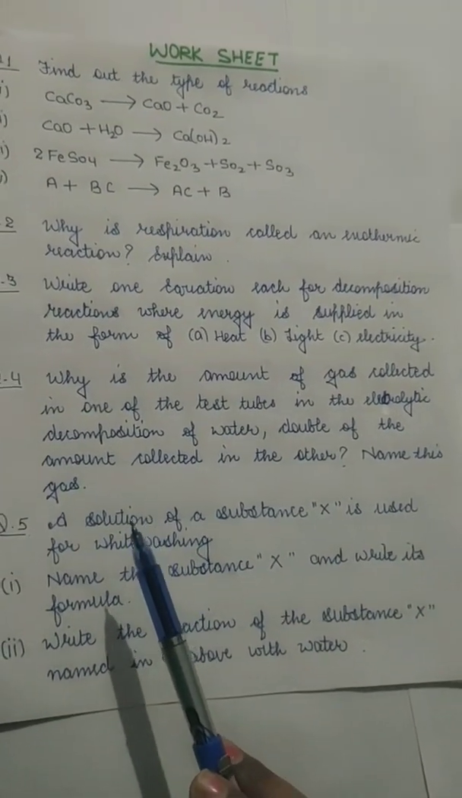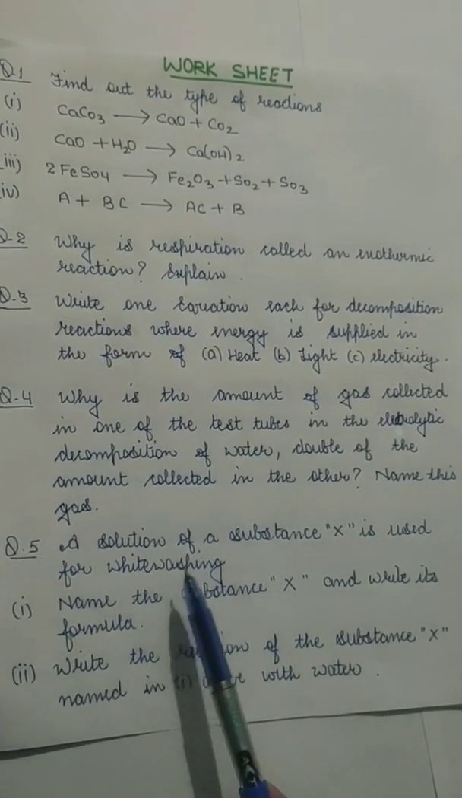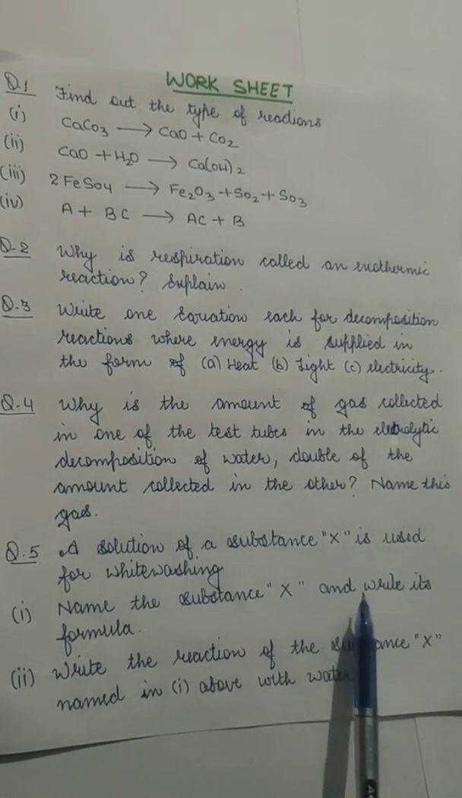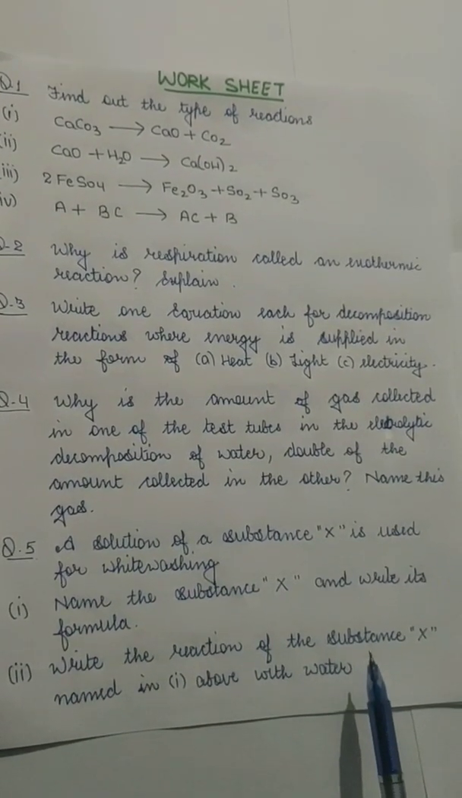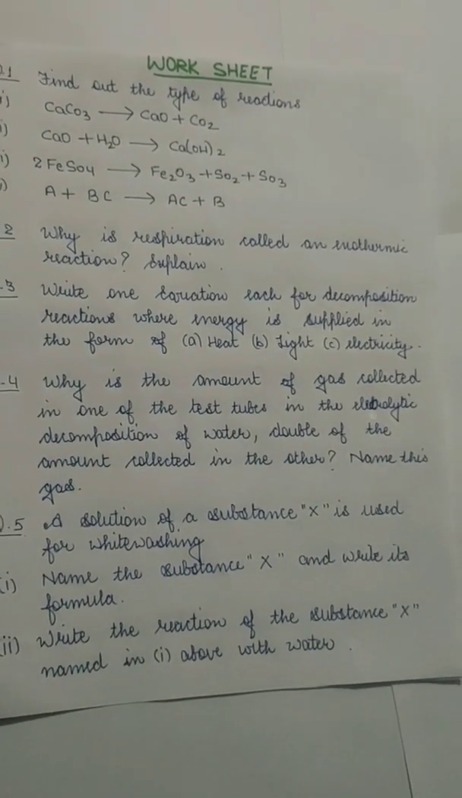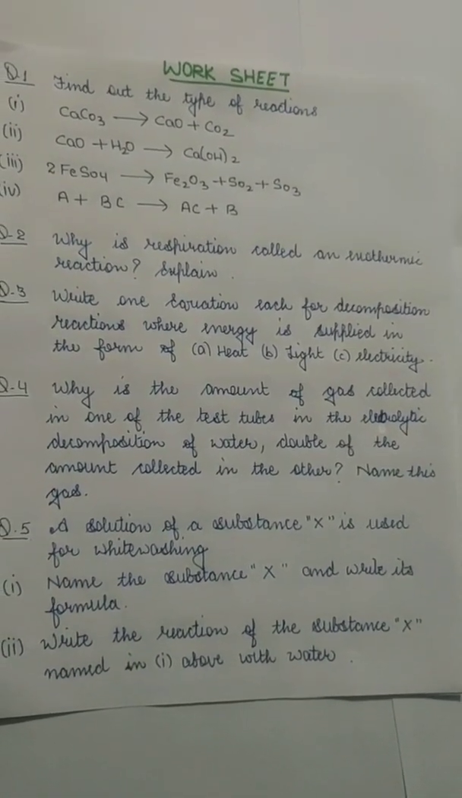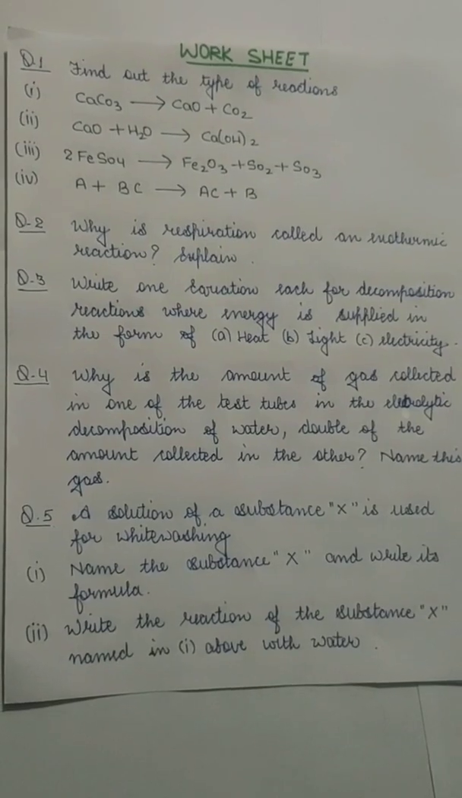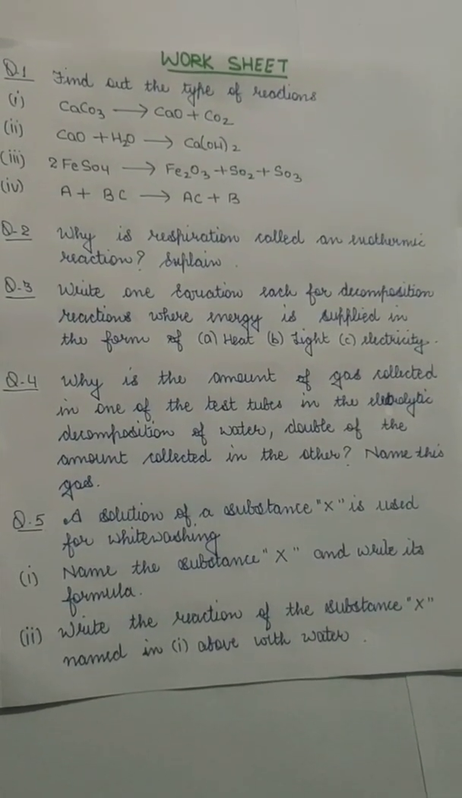The last one is, a solution of a substance X is used for whitewashing. Name the substance X and write its formula. Write the reaction of substance X named above with water. This is also a very easy question. I hope you will be able to do all the questions. By the time we meet again, you will have solved these questions. Thank you.